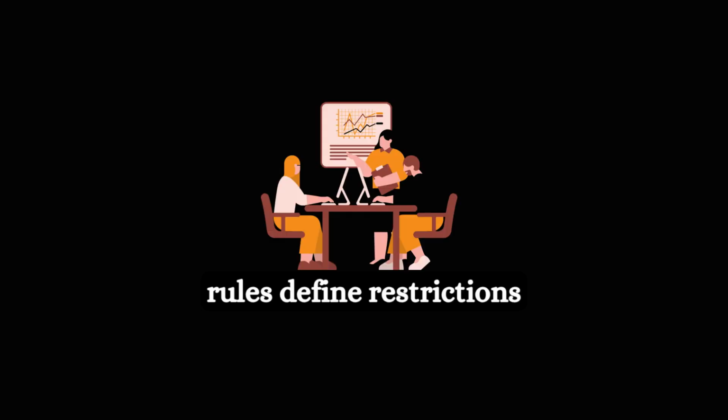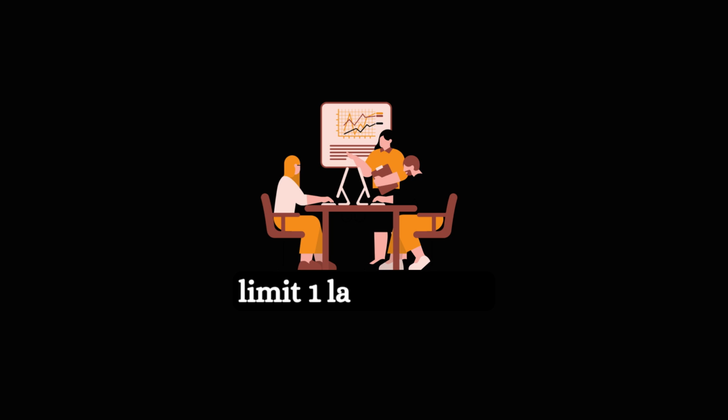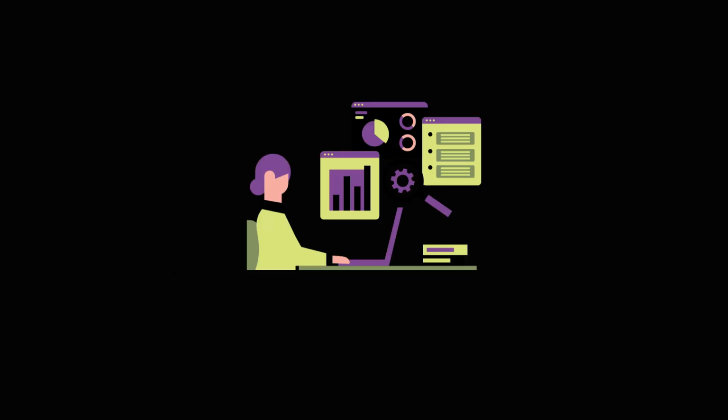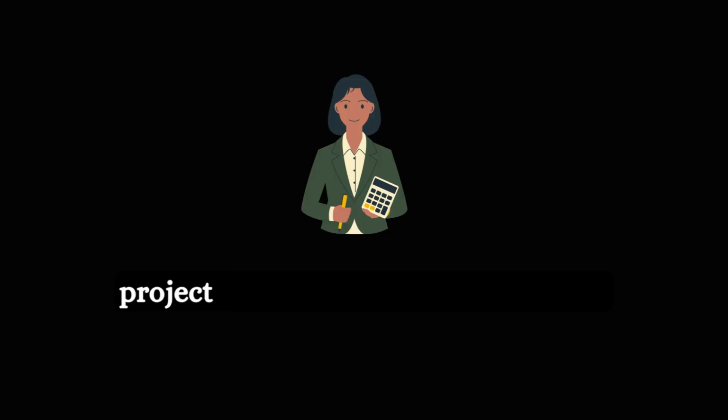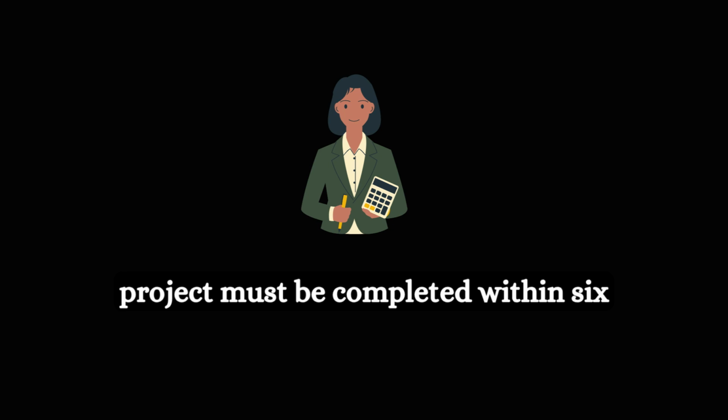BRD Section 6: Business Rules. Business rules define restrictions. Example: daily transfer limit of 1 lakh per day. BRD Section 7: Assumptions and Constraints. Example assumption: users have internet access. Example constraint: the project must be completed within 6 months.